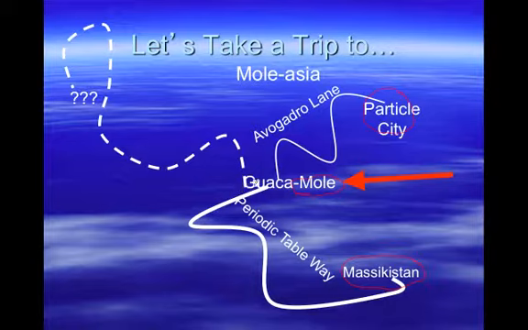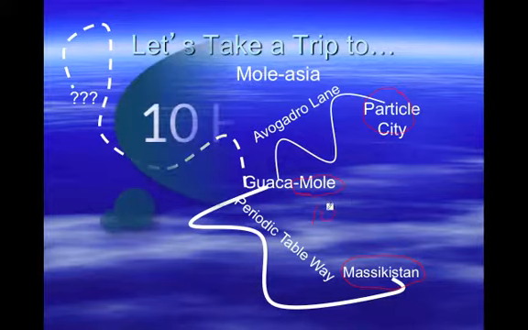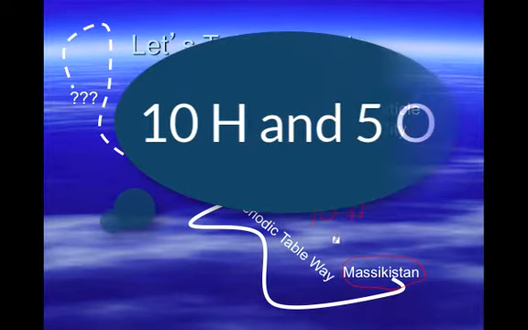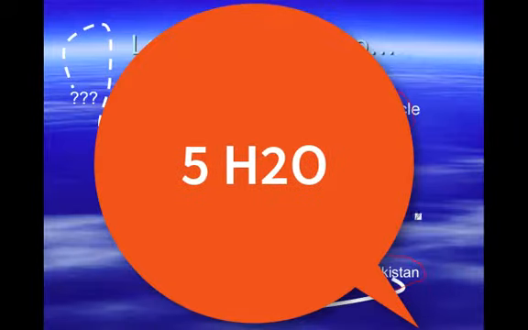Now, their capital city of Malaysia is Guacamole. There's Particle City and Mazikistan. If we are going to react chemicals with each other, we need to know how many particles or how many atoms or molecules are in that sample. So let's say you need 10 hydrogens and you want to mix it together with 5 oxygens. And when you do that, you're going to get 5 water molecules.